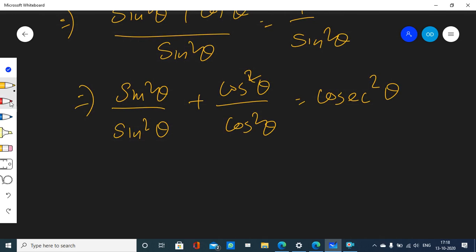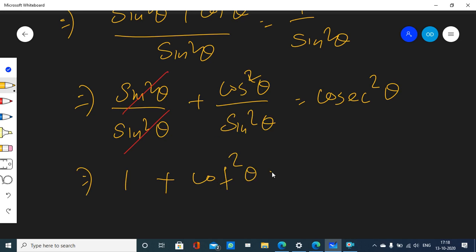Clear? Yes, sir, cos square theta by sine square theta. Okay, by sine square. Very good. So this is 1 plus cos square theta by sine square theta, which will be equal to cot square theta, and this is cosec square theta.